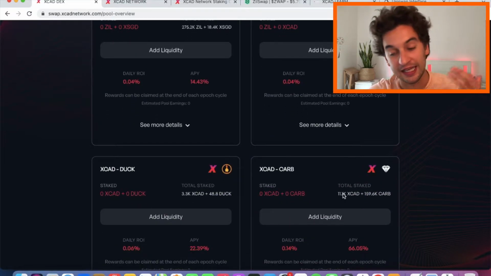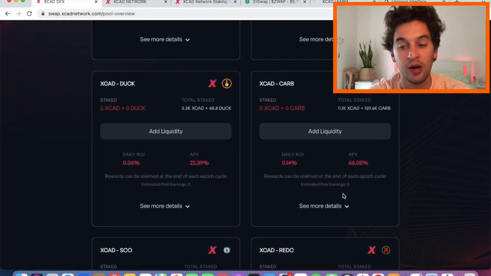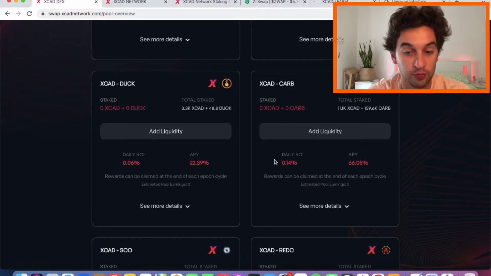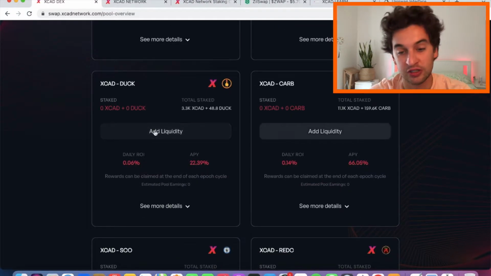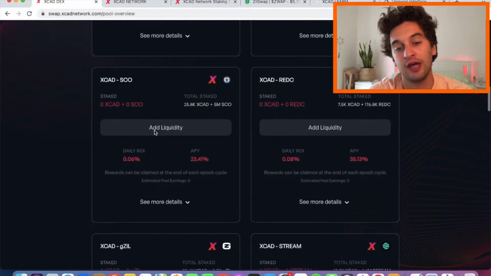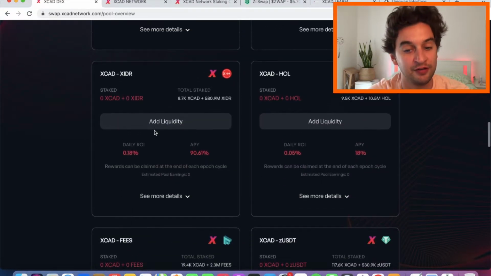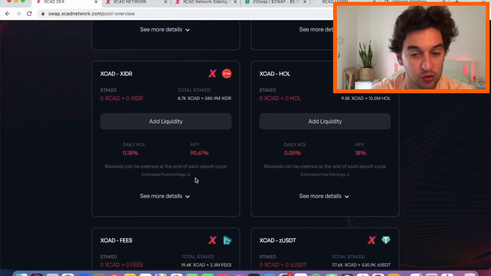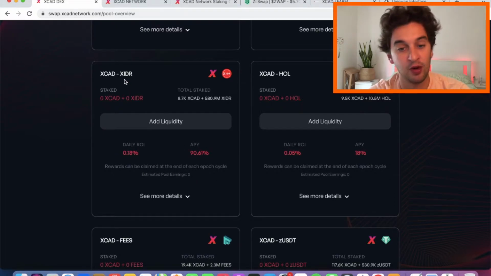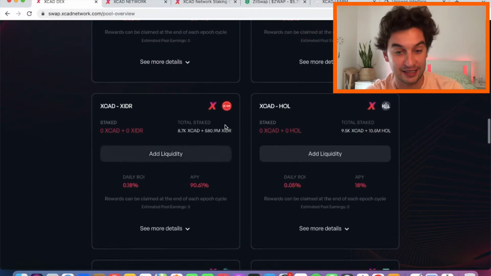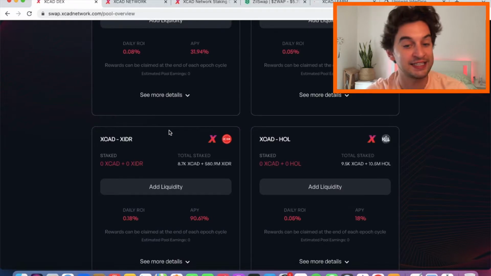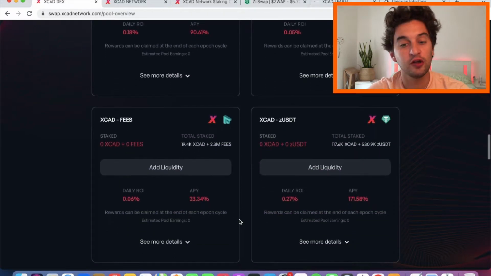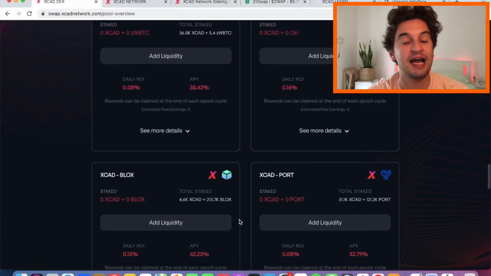You're also able to stake XCAD and CARB to earn this coin. There are many different staking options, and here on the DEX you have everything that you need, depending on the one that you like the most, whether it is 90% APY, whether you like the coins, whether you like Zilliqa, whether you like XCAD or XIDR, for example. So there are many different options, but this is an LP.